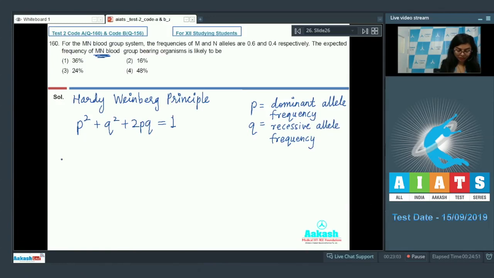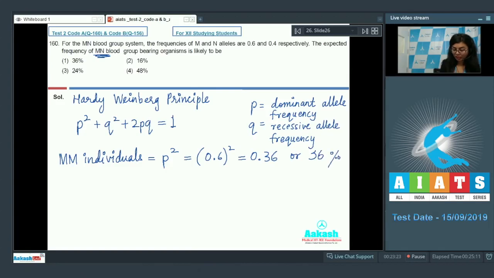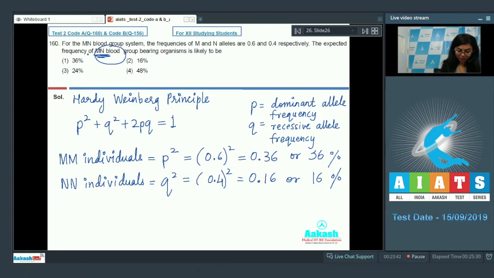So if you have to find out the frequency of MM individuals, that would be p square, which would be 0.6 whole square, 0.36, or also known as 36%. Similarly, for NN individuals, it would be q square, which would be 0.4 whole square, 0.16, or 16%. But the question is asking about MN blood group.